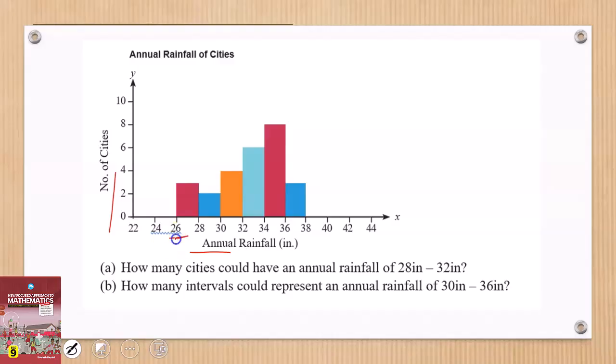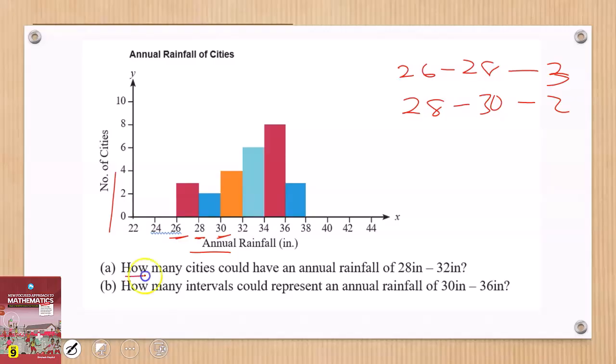So starting from 26 to 28, from 28 to 30. So it's like this, 26 to 28. And that gave us two cities. Sorry, that gave us three cities. Then from 28, we go to 30, and that gave us two cities, and it goes on and on and on. That is how they represented the data.